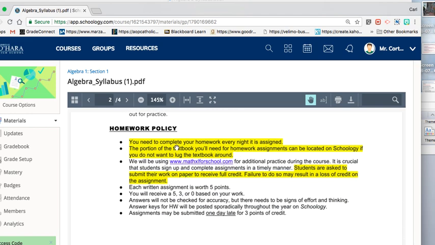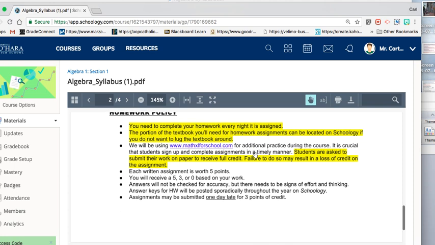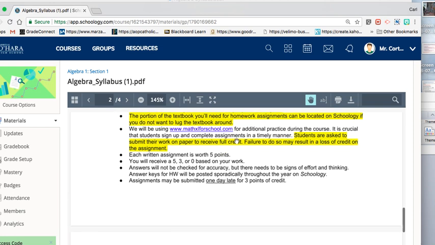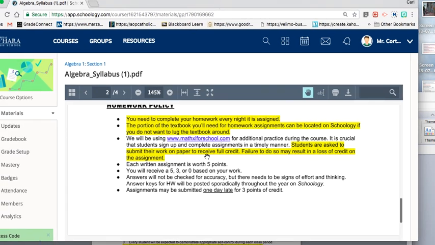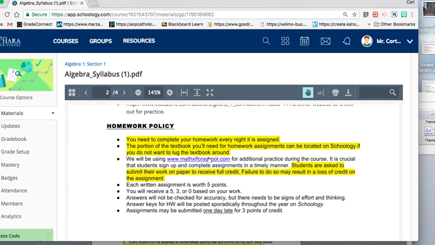Homework policy: when it says that you need to complete your homework every night, if I mention that you need to watch a video, make sure you watch it and complete the notes. For all of the classes, the textbook is going to be in class for Algebra 1 and Algebra 2. Your textbook can also be accessed online, and I'll show you more details on that in time. For additional practice and also integrating technology practice into the course, we'll be using mathexcelforschool.com.